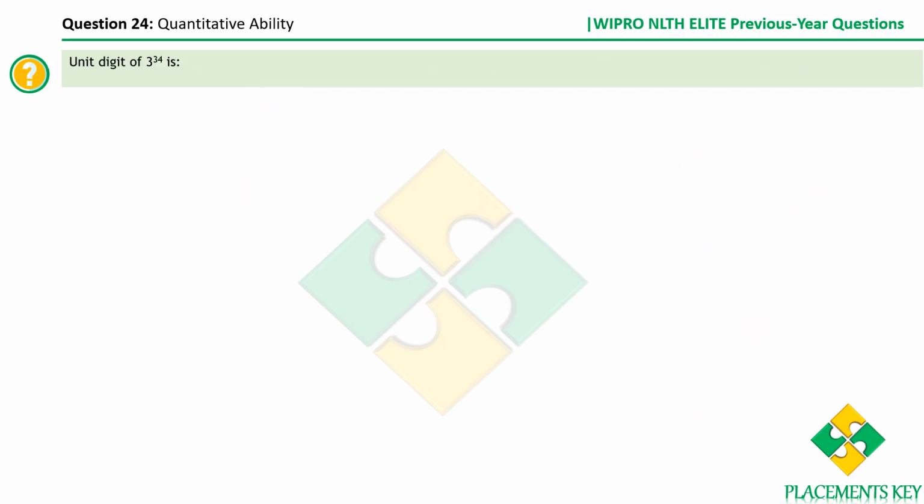Let's move on to the next question. Unit digit of 3 power 34. Yeah, we are not expected to compute the value of 3 power 34. Rather, what we shall do is we shall just try to see if there is any repetition of unit digits.